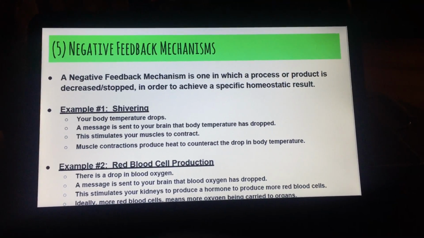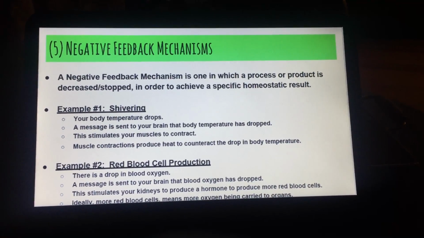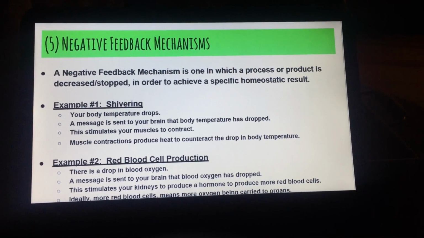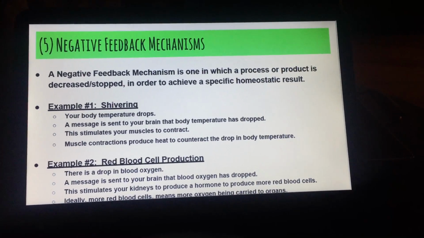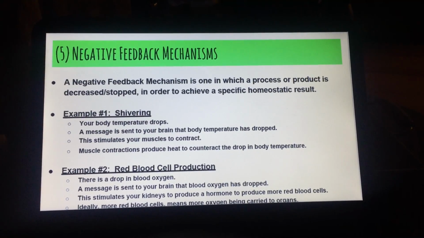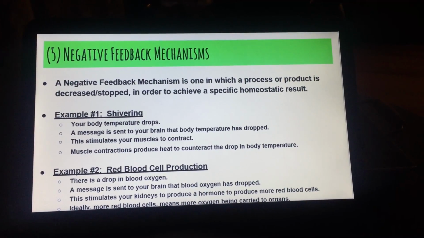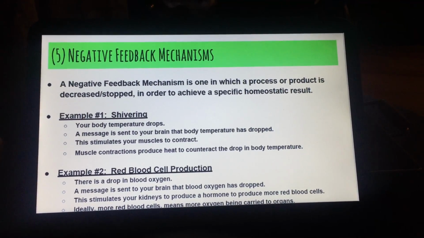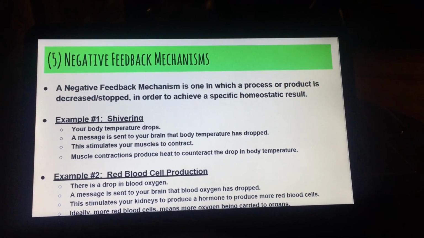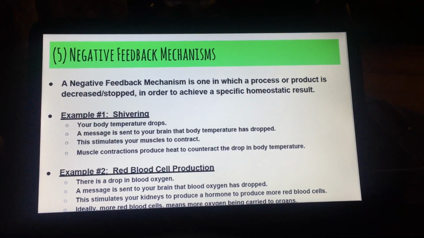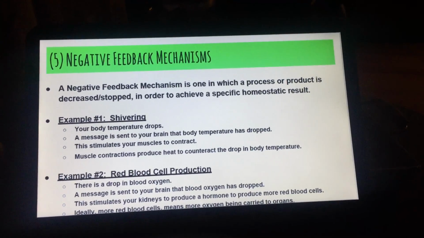Again, in negative feedback, we want to stop it from being like this. So your brain notices there's too low of oxygen. We want to stop it from dropping further, stop it from being too low. So there's processes in place to bring your blood oxygen back to a normal state. In this instance, your kidneys are stimulated to produce a hormone that causes your bone marrow to produce more red blood cells. And the idea here in your body is that more red blood cells can hopefully increase the carrying of oxygen gases throughout the body, bringing your body back up to an oxygen homeostasis.